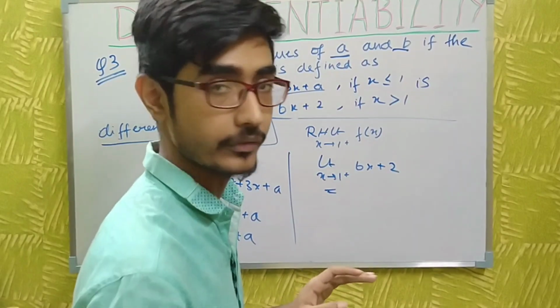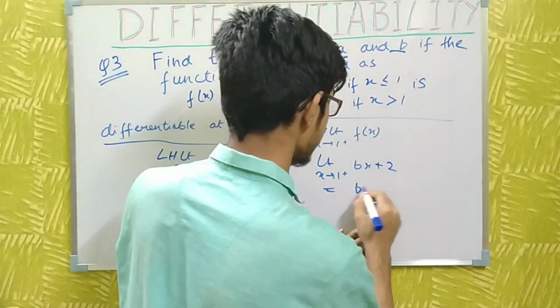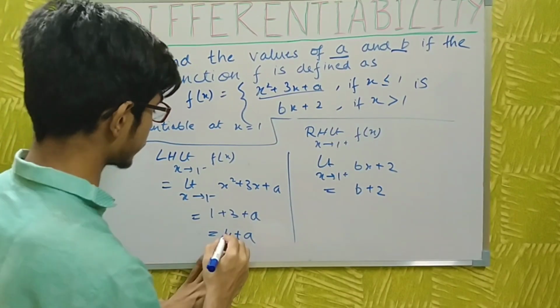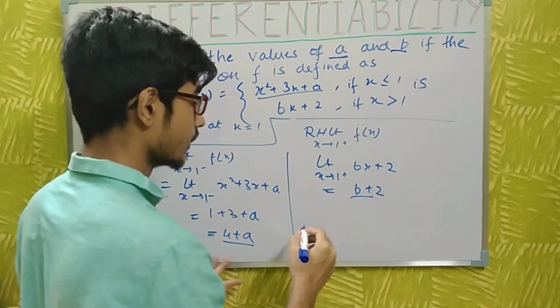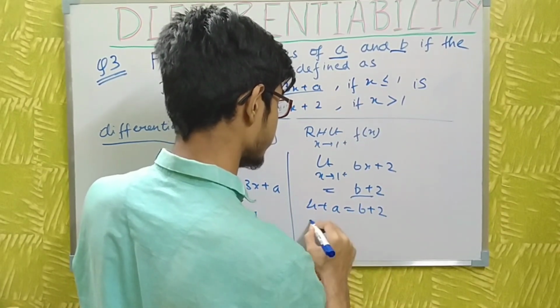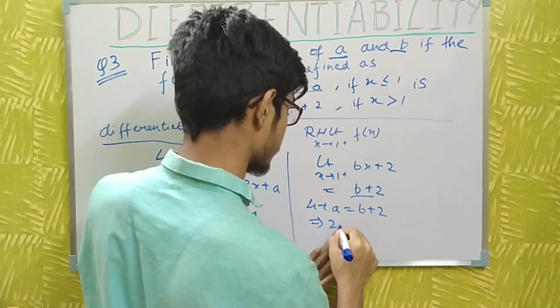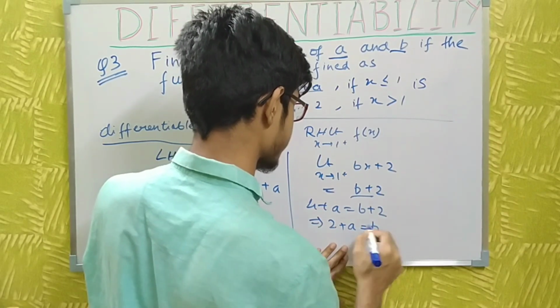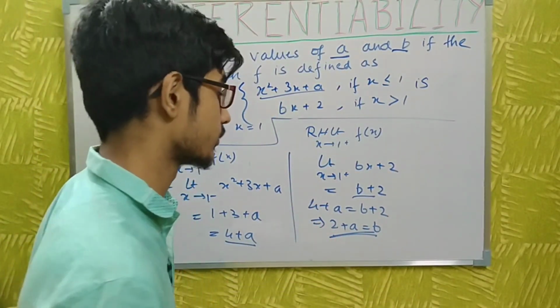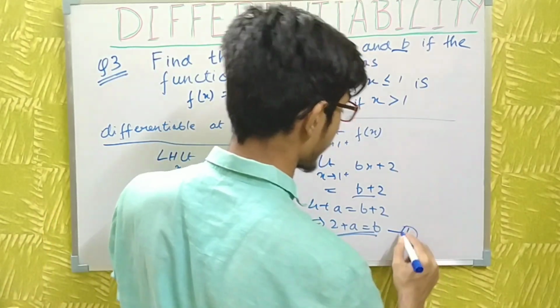So by putting the value of x, I can find that it is b plus 2. I have been told that the function is continuous, so this one and this one will be equal. So 4 plus a equals b plus 2, so 2 plus a equals b. From here I can get the equation, that is 2 plus a is equal to b. Let me give this equation number 1.